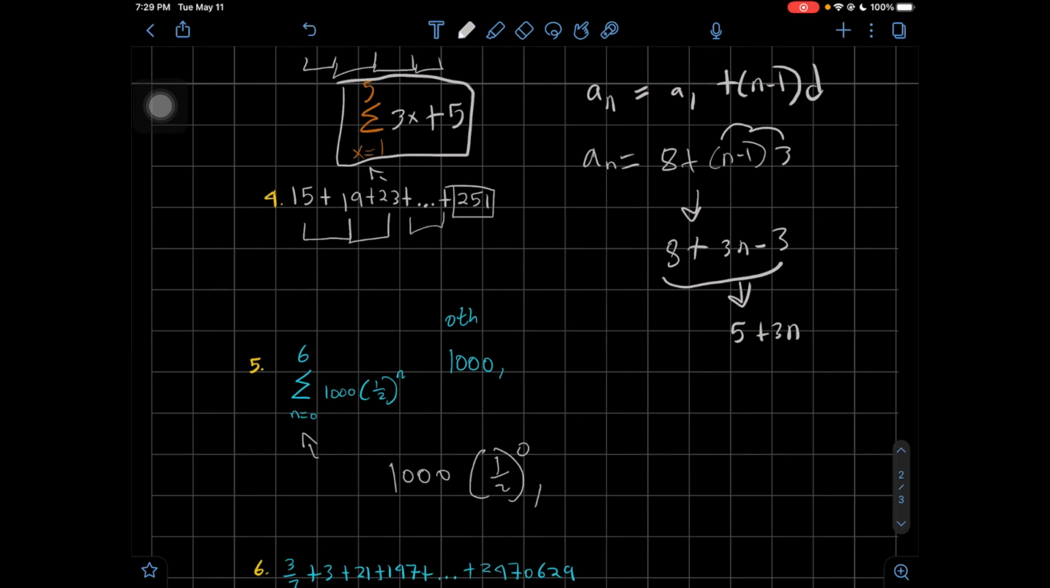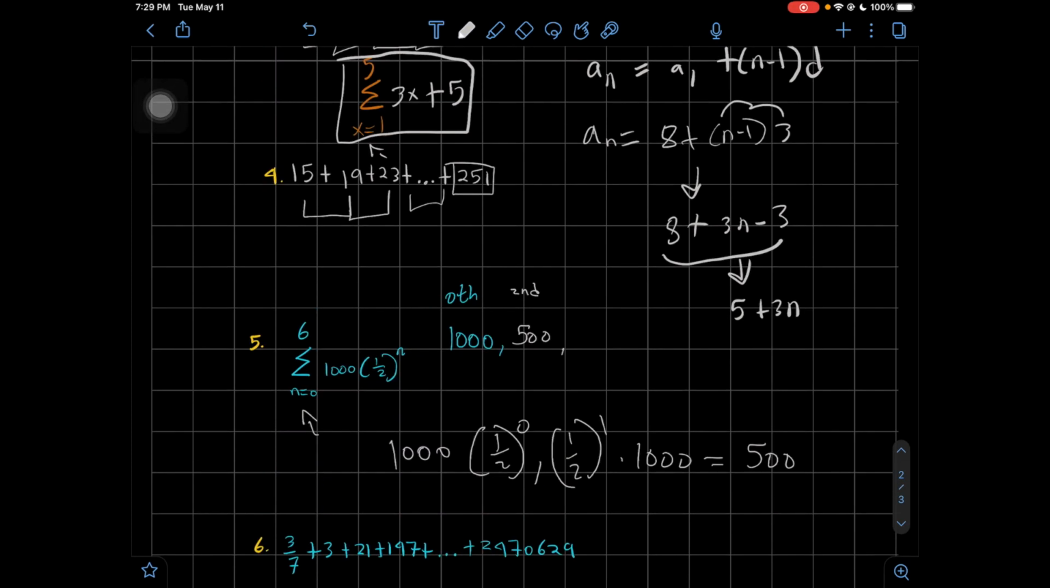So we have 1/2 to the power of 1, so 1/2 to the power of 1 times 1,000 equals 500, because 1/2 to the power of 1 is just 1/2, and 1/2 times 1,000 is just going to give us half of 1,000, which is 500. So we have 500, which is our second term.